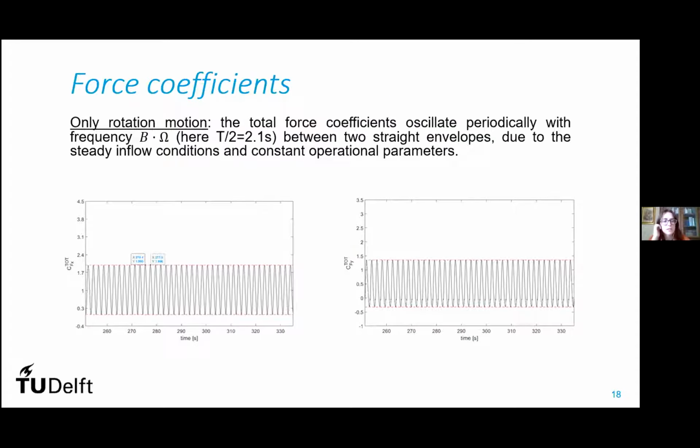So the analysis starts from the force coefficients. Under only rotation motion, you can see that the loads oscillate with a frequency which is, in this case, we have two blades, so it's twice the rotational frequency, because these are the rotor thrust coefficient and lateral force coefficients, and they oscillate between two straight envelopes because of the steady inflow conditions and constant operational parameters.